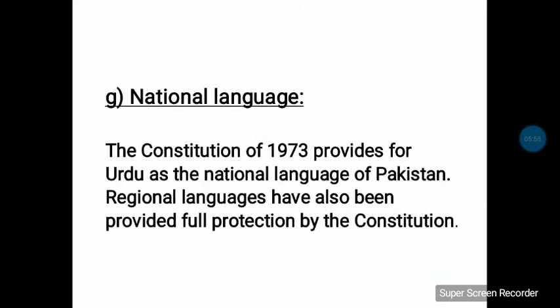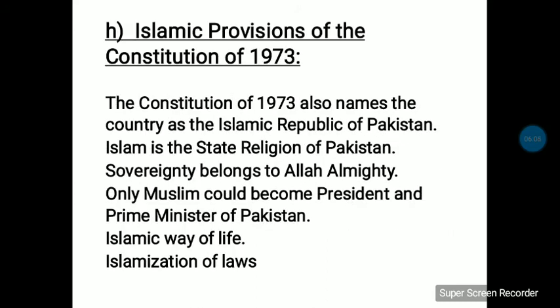National language. The Constitution of 1973 provides for Urdu as the national language of Pakistan. Regional languages have also been provided full protection by the Constitution.